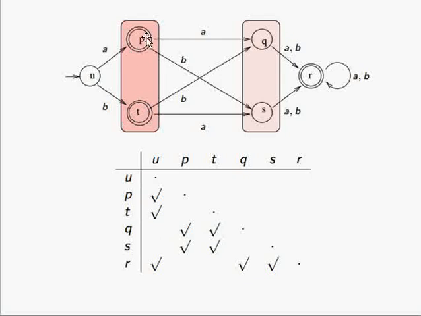Let's take P. PQ is correct, PT is not possible, PS is correct, but PR is not possible. So here QP and SP only. Now at the end of the first step we are going to have a table where every possible final and non-final state pair got a tick.